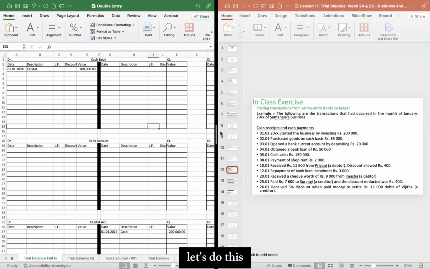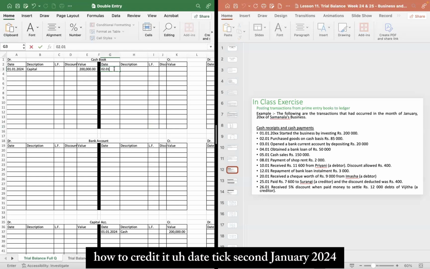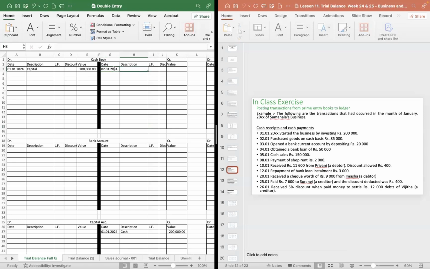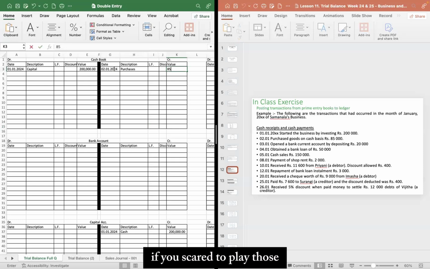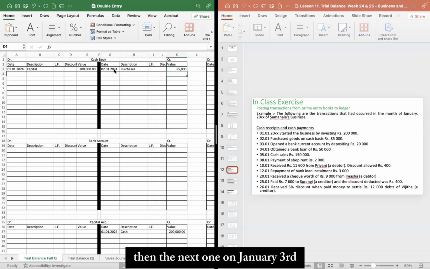Okay. Let's do this. So cash book. Cash balance is going down by 85,000. So cash is an asset. When the asset balance is going down, you have to credit it. Date, 2nd January 2024, purchases, it is 85,000. Okay. Then the next one.